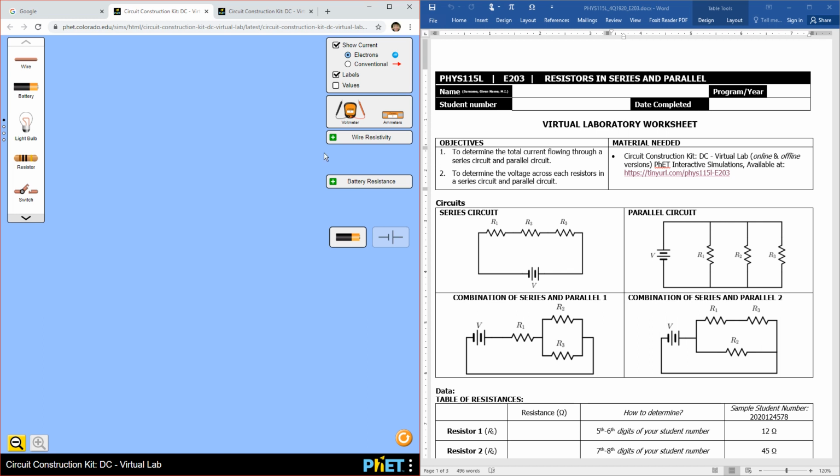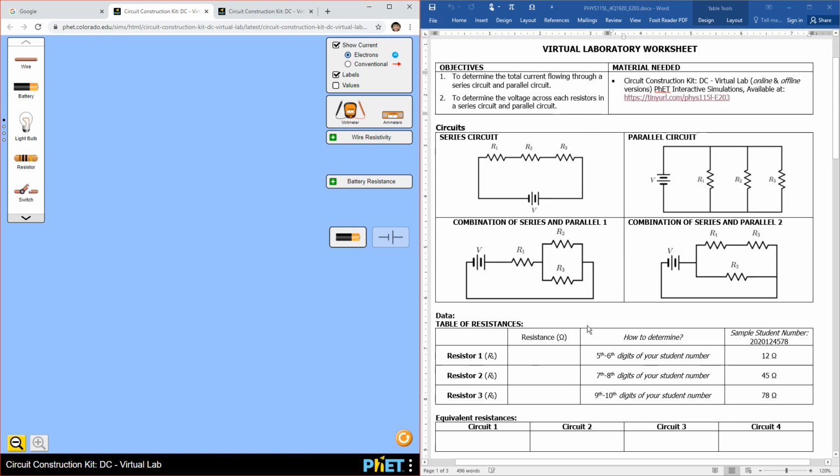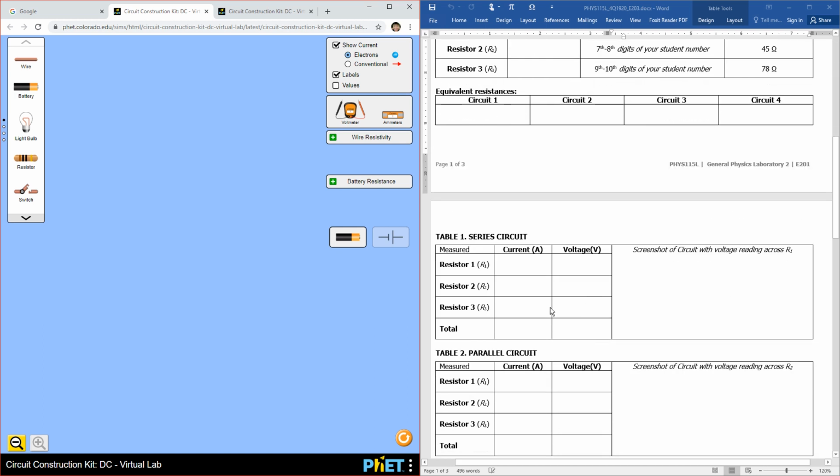Some options here that you can use: you can look into the voltage, you can check the values here or not. Later we'll see what happens there. We have a voltmeter and an ammeter. The goal for each circuit is, number 1, to measure the current flowing through each of the resistors, then measure the voltage across each resistor, and then find the total current and the total voltage.